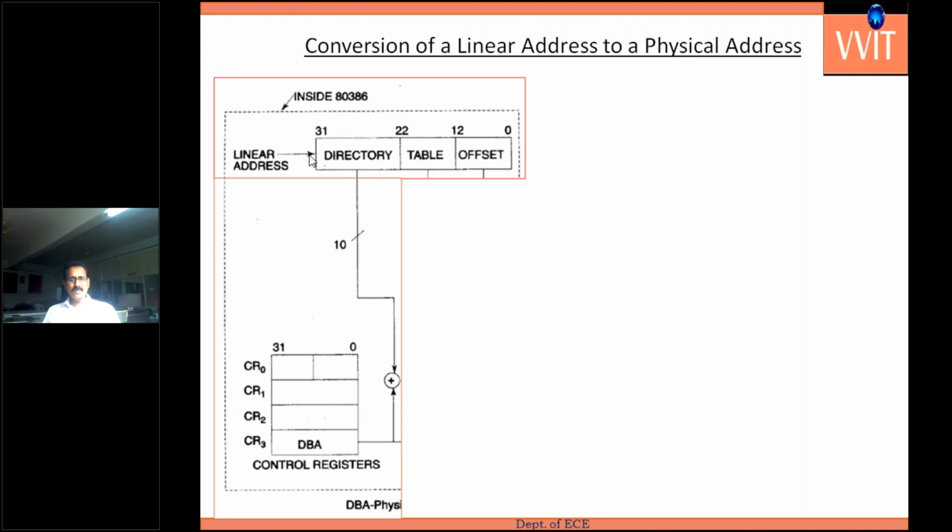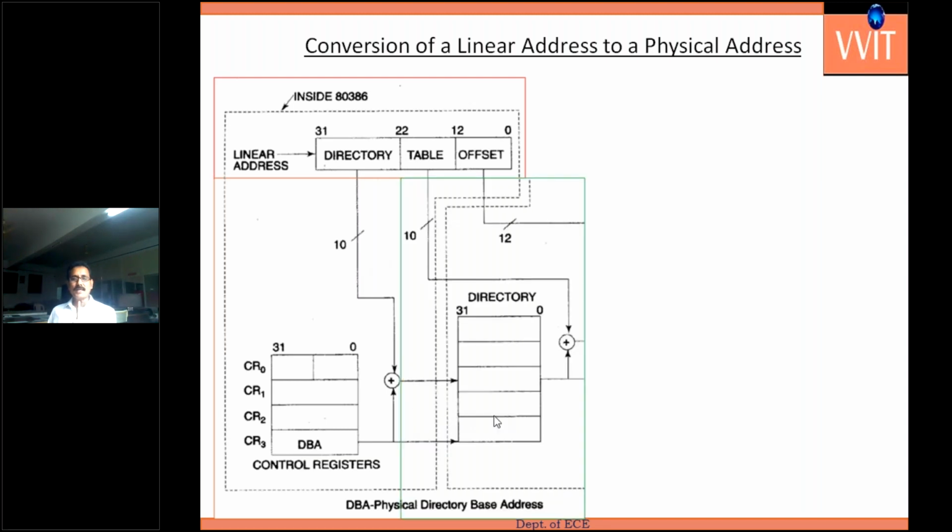How to select? First, based on the linear address higher order 10 bits, the directory address is indicated by the CR3 control register of the 80486. Add the base address to the directory indicated from the base. There are 1024 directories, and you select any one of them. The directory table address indicated by CR3 is added to the linear higher order 10 bits, and we get one directory out of 1024. Base is the CR3. Now you have selected the directory, and from the directory, you access the table base address.